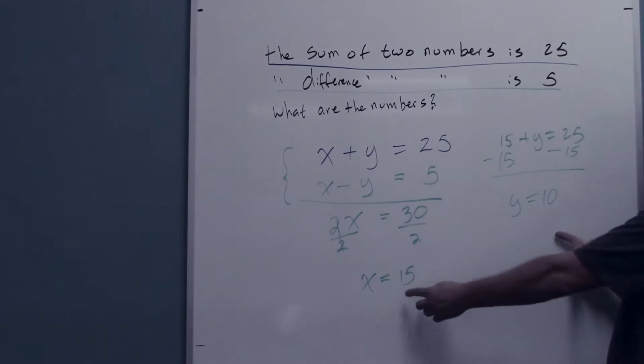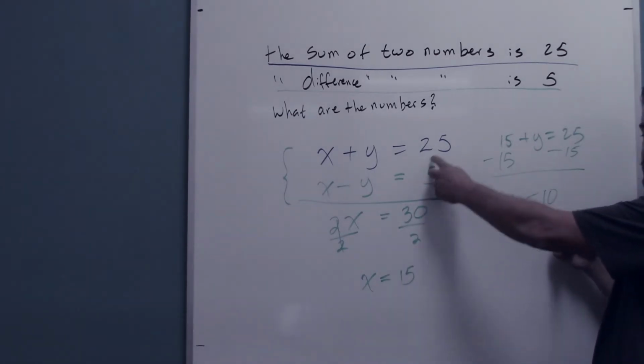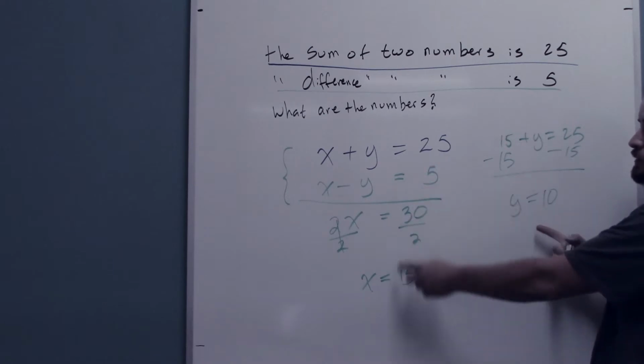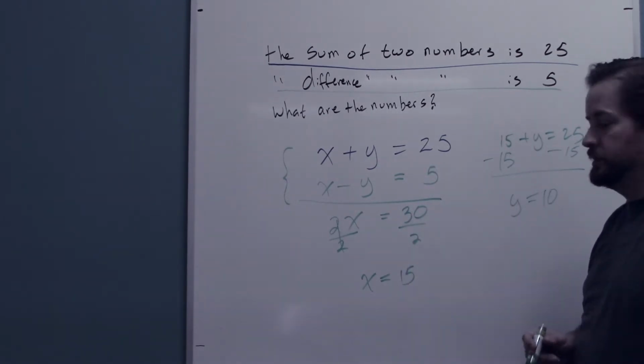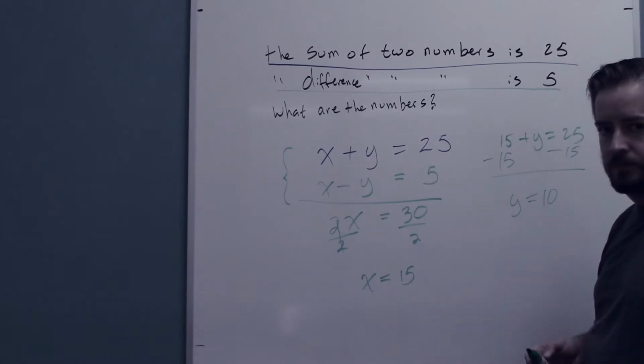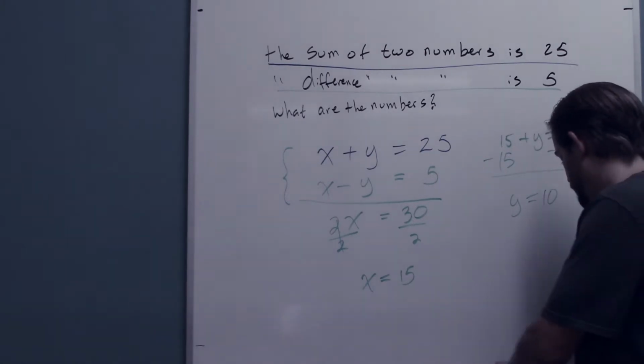And you can verify this. 15 plus 10 is indeed 25, so the sum of those two numbers is 25. The difference of those numbers is 5. It works out. Those are my two numbers, 15 and 10. Good.